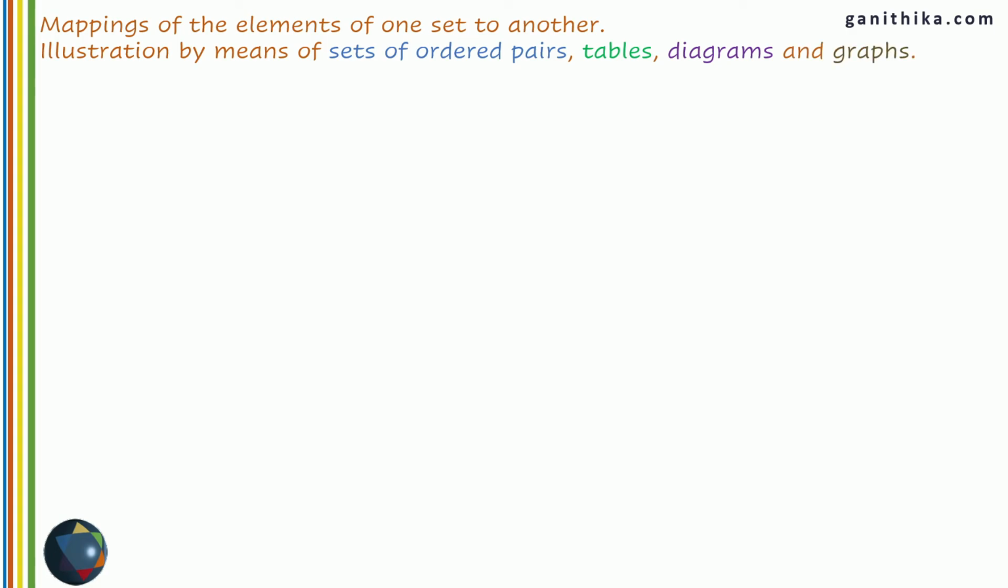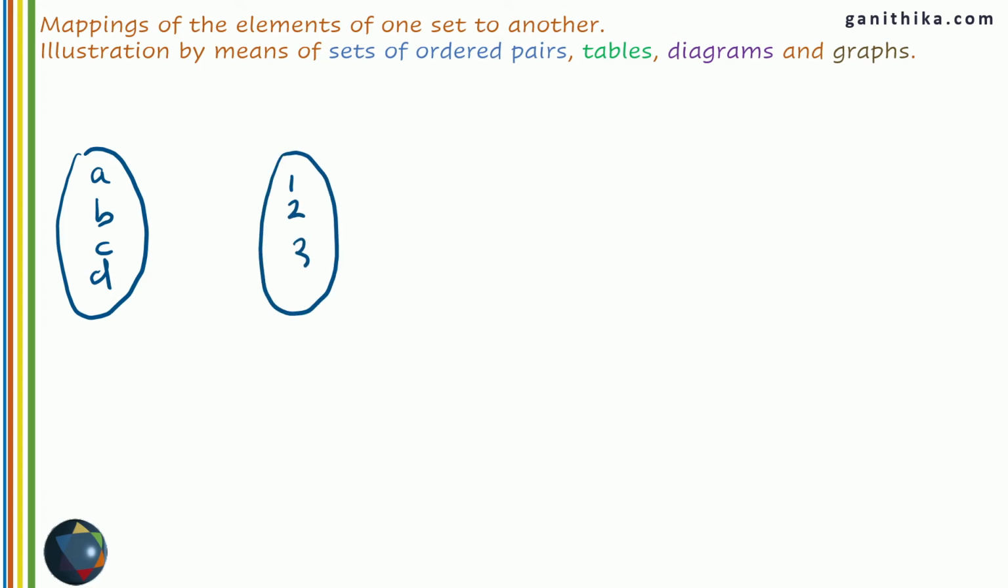And this is what I'm going to teach you in just a few seconds. What is the mapping of elements of one set to another? We need to have two sets. Say, for example, I have one set with A, B, C, D as its elements, and another set with 1, 2, 3 as its elements. So I need to map the set A, B, C, D to the set 1, 2, 3.